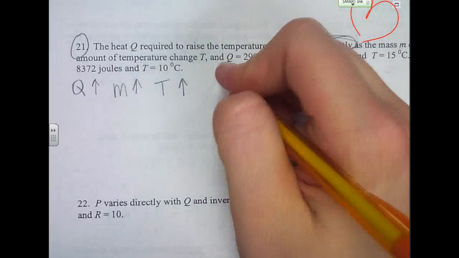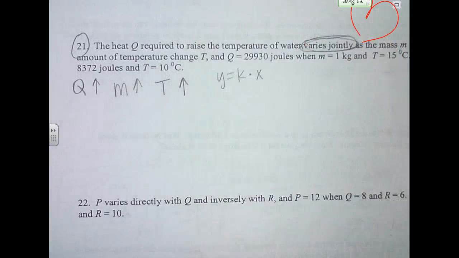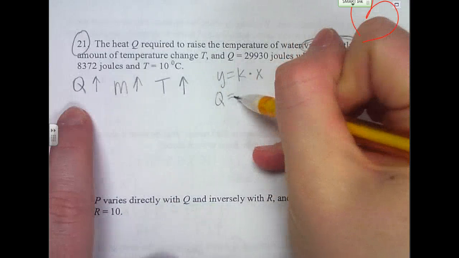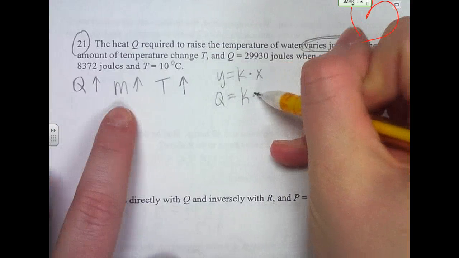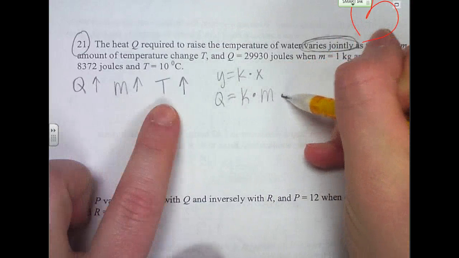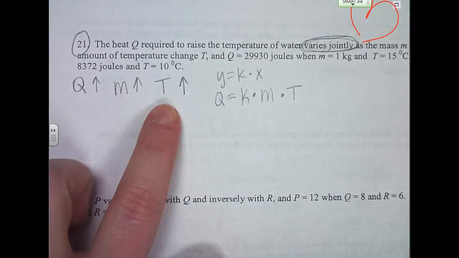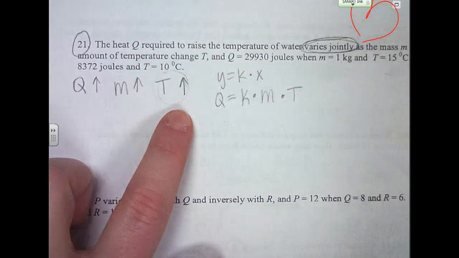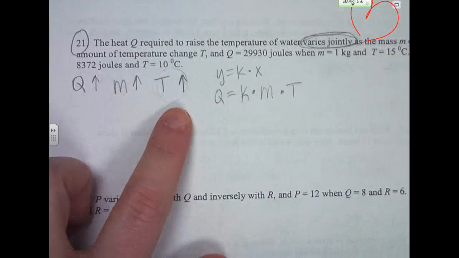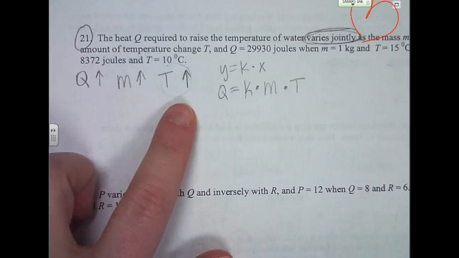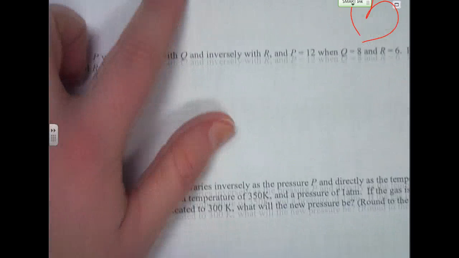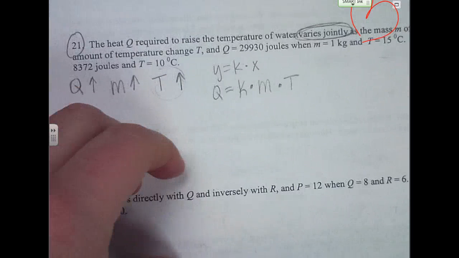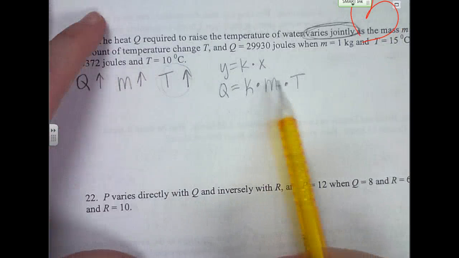So varies jointly is using your direct variation formula, only you have an extra variable. So we just fill in Q equals K times M times T. Okay, so you just have this extra variable. It's pointed up so it stays on the top. Nothing's being divided on varies jointly. Like on 23 when we do inverse, something gets divided. Like this, K times M times T. There's all multiplication.